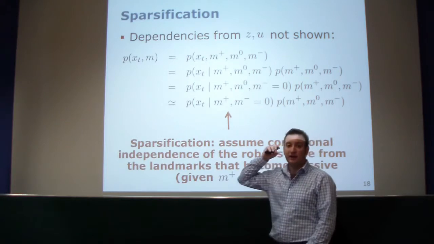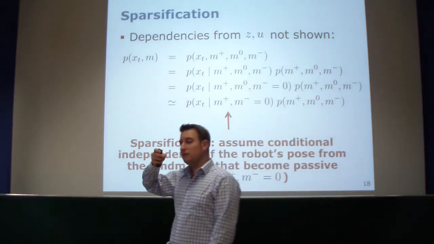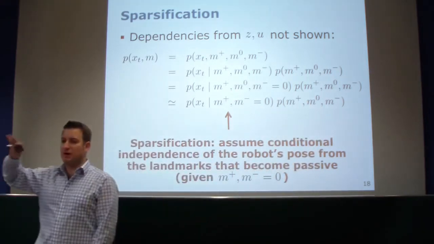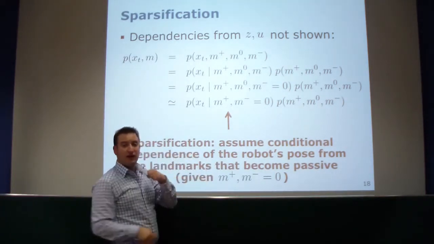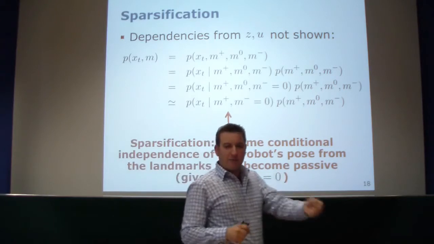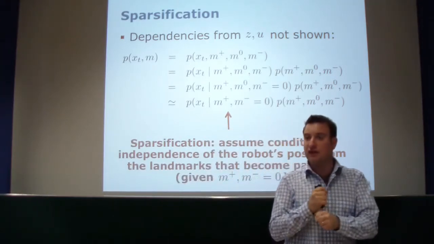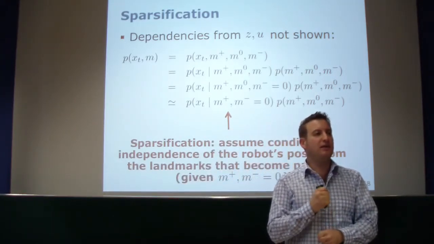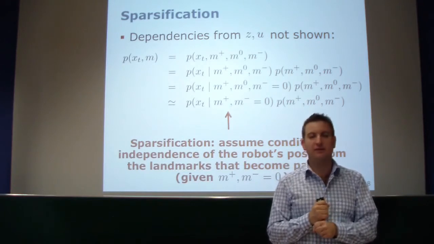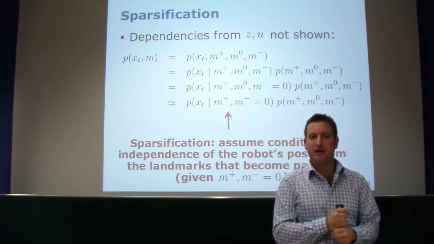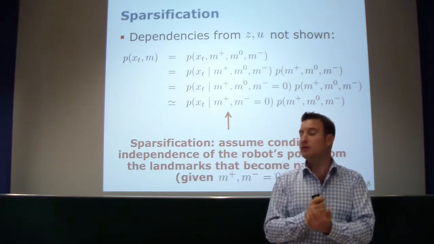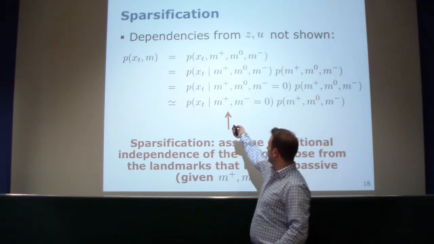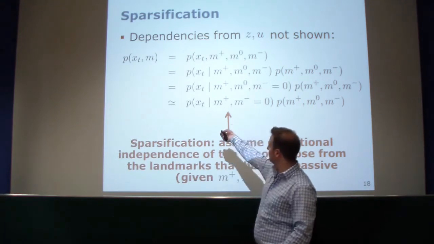where I say, given all the other landmarks, m0, and here the m minus, I make this approximation, this potential error, by assuming that the robot's pose is independent of the features that become passive. This is what I introduced by this sparsification step. This is done in here. So I replace this line, this operation, by this operation.